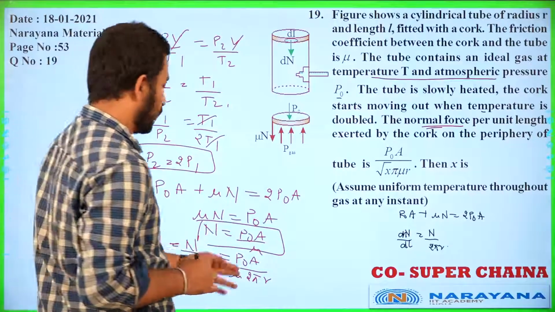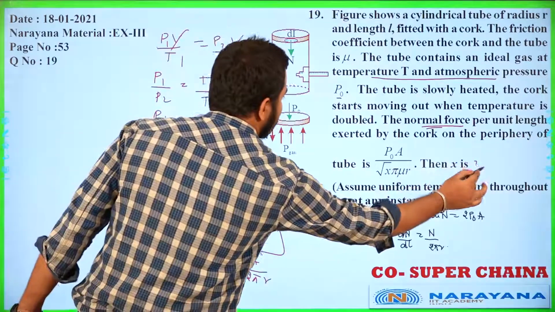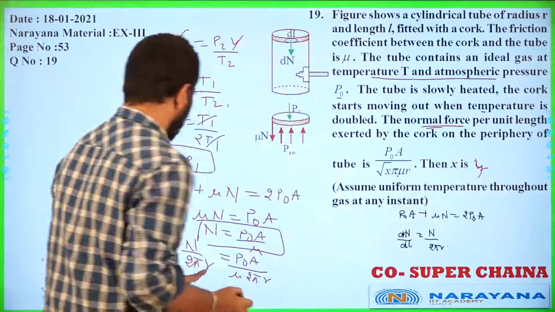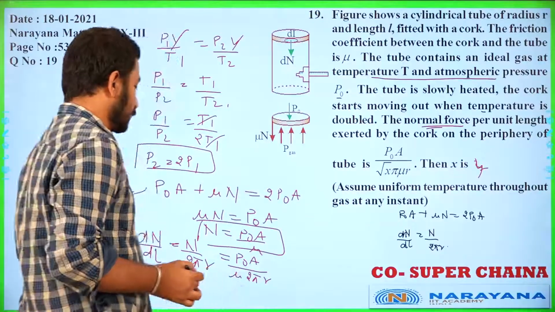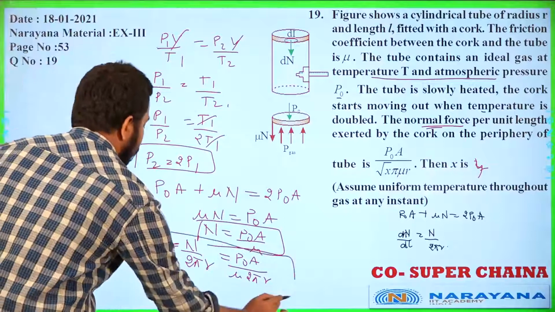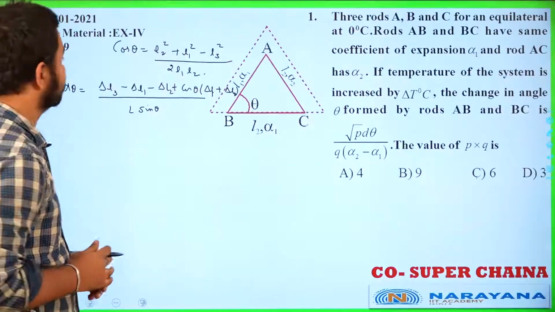So from here, if we equate the value, x will be nothing but 4, because under root they are asking. So under root, x will be coming nothing but 4, right? Just be careful on this calculation part. So let's move to the next one.